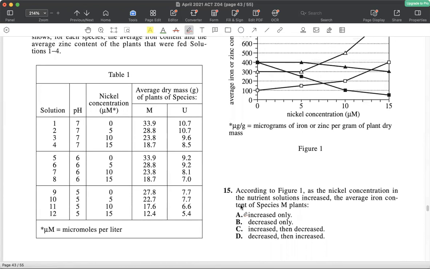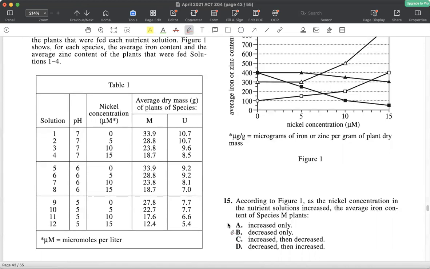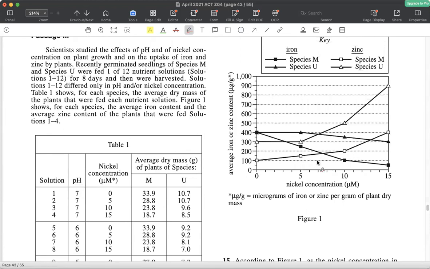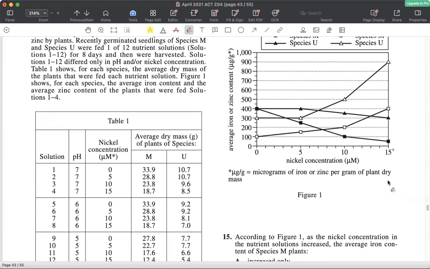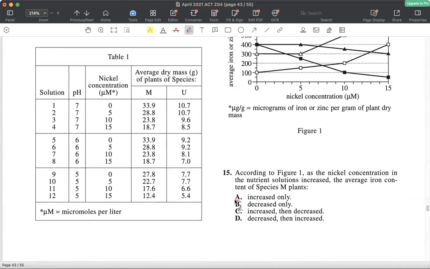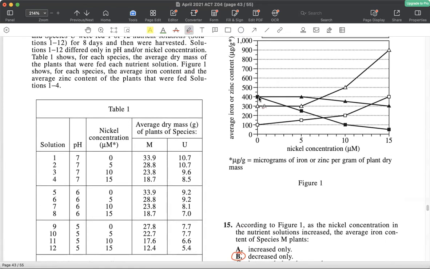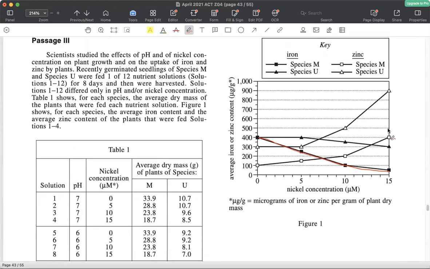According to figure 1, as the nickel concentration in the nutrient solutions increases, the average iron concentration of species M. Okay, so let's look at species M. Species M is this one. So as the nickel concentration increased, the average iron concentration decreased, right? Decreased only. I'm looking at this graph, right? So this is where you have species M.